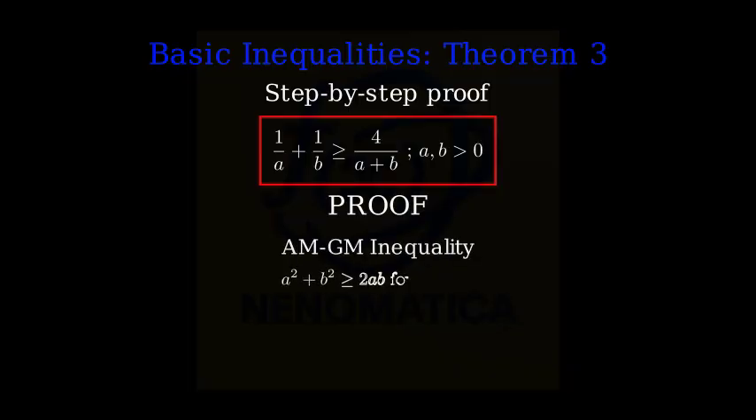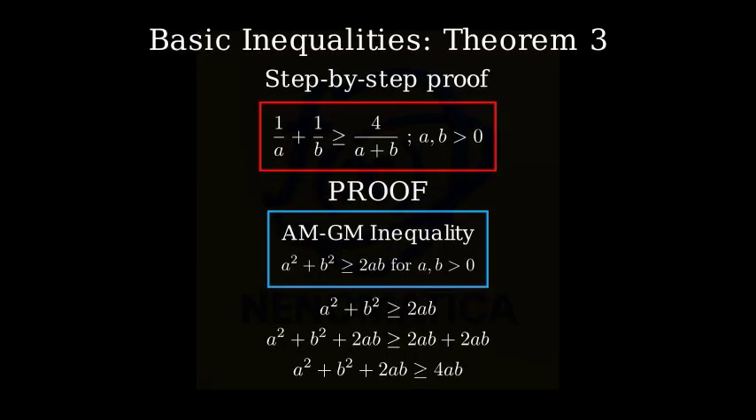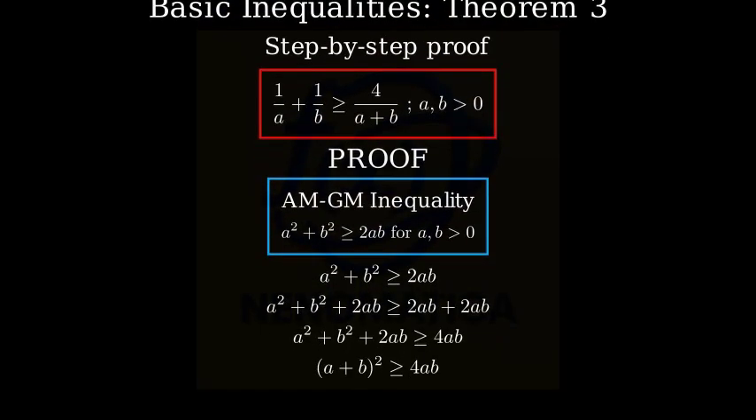We begin with the AM-GM inequality, which states that for positive numbers, the arithmetic mean is greater than or equal to the geometric mean. In our case, we can say that a squared plus b squared is greater than or equal to 2ab. For the next step, let's add 2ab to both sides of the inequality. We get a squared plus b squared plus 2ab is greater than or equal to 2ab plus 2ab. The right side simplifies to 4ab. Now, let's recognize that the left side of the inequality is actually the square of a plus b. So we have a plus b quantity squared is greater than or equal to 4ab.